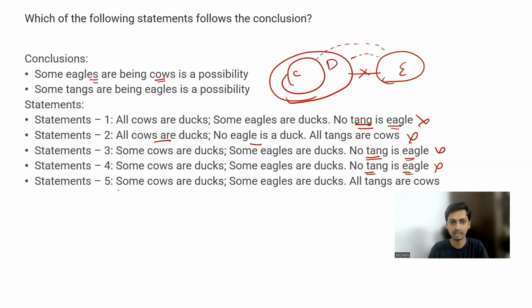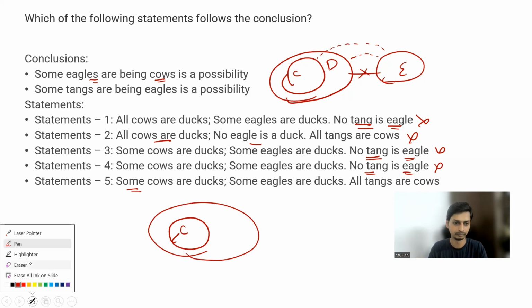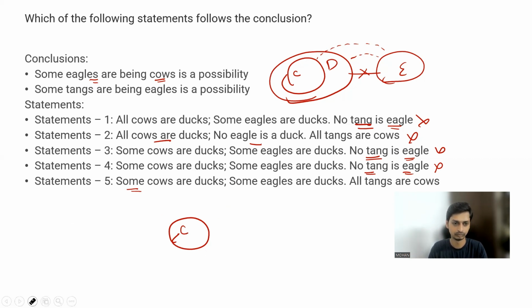Now moving to the fifth conclusion, the fifth statement. Now, some cows are ducks. So definitely that is going to be the correct answer, but let us solve. Okay, some cows are ducks. Some cows are ducks. I'm sorry, it's not correct. Some cows are ducks. Some eagles are ducks. All tanks are cows.